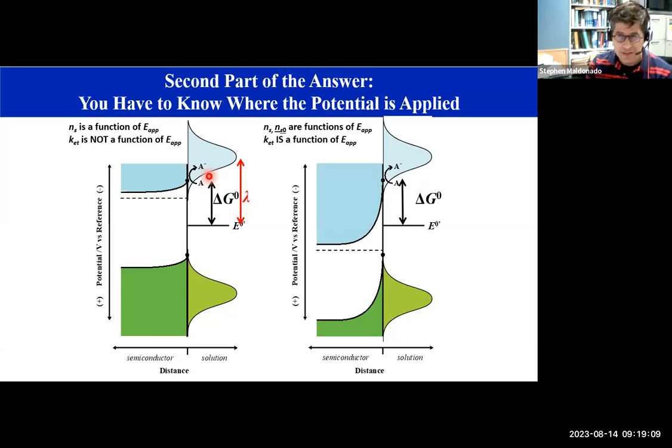Again, I apologize to many of you if this is a no-brainer concept. This, though, you should realize is the ideal case. When I'm applying a potential, all the action is really just changing in the semiconductor.